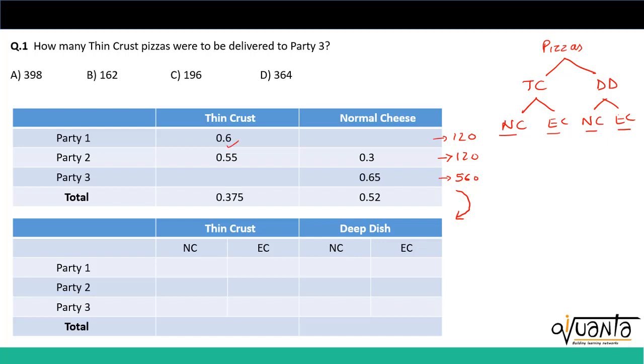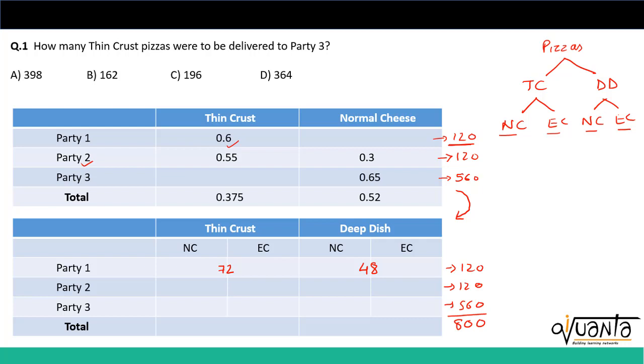Now thin crust pizzas was 0.6 or we can say 60% of total pizzas in party 1. So this will be 60% of 120, which gives us 72. So party 1 had 72 thin crust pizzas. And the total number of pizzas in party 1 was 120, hence deep dish pizzas must be 48. Let me write the total number of pizzas and the total was 800.